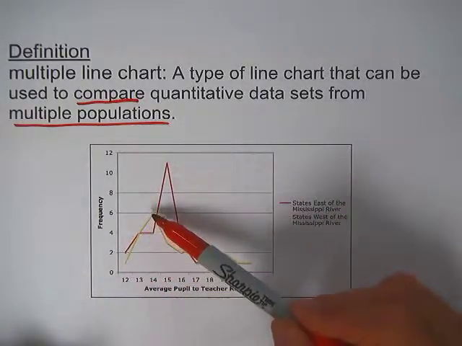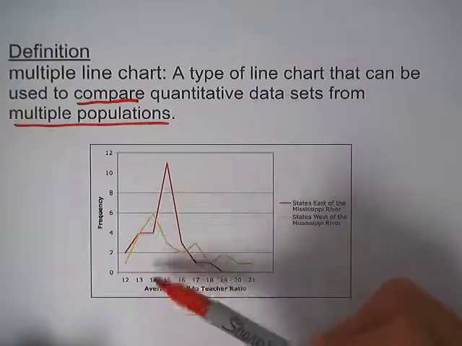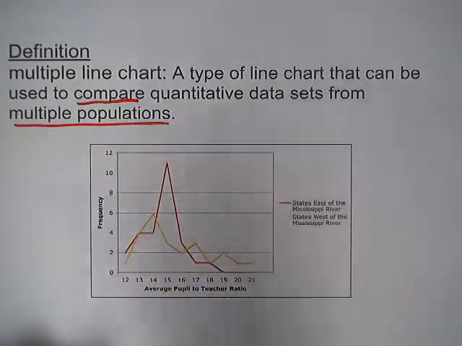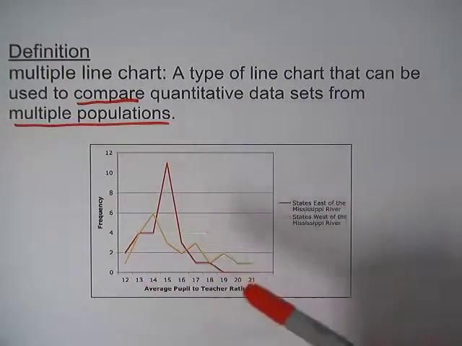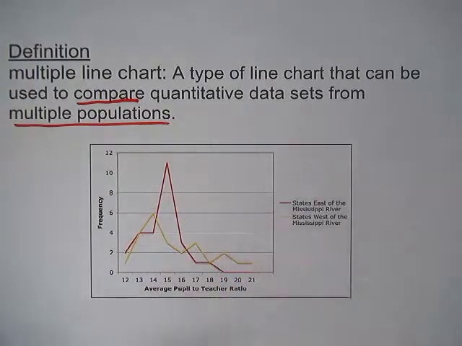The peak here is at 6, which was in the 14 to 15 range. But notice, when we compare multiple populations on this multiple line chart, we can make some pretty good comparisons of the two separate populations.